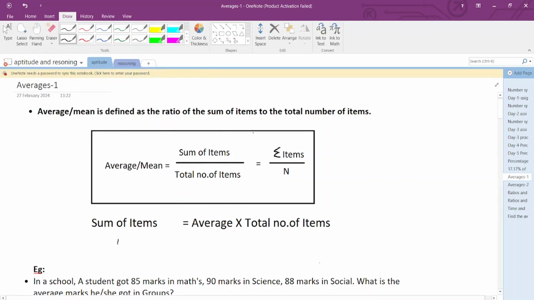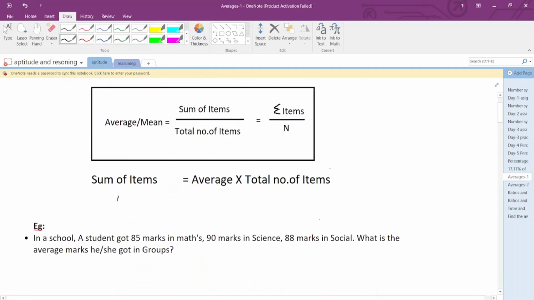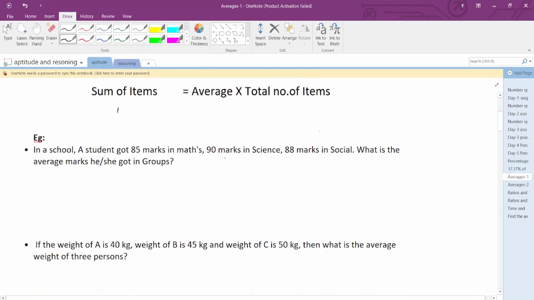Hope it's clear. So now this is about the basic average, what is the definition and all. Let's solve these questions. Now in a school, a student got 85 marks in maths and 90 marks in science and 88 marks in social.